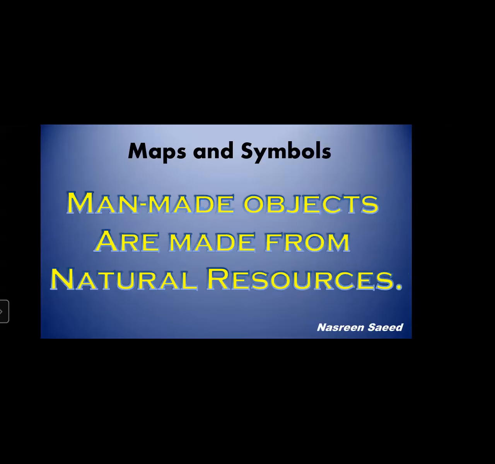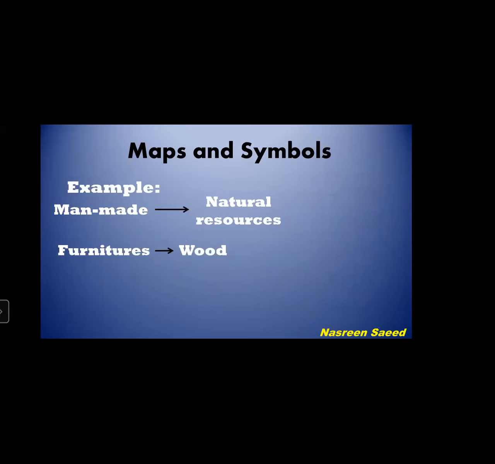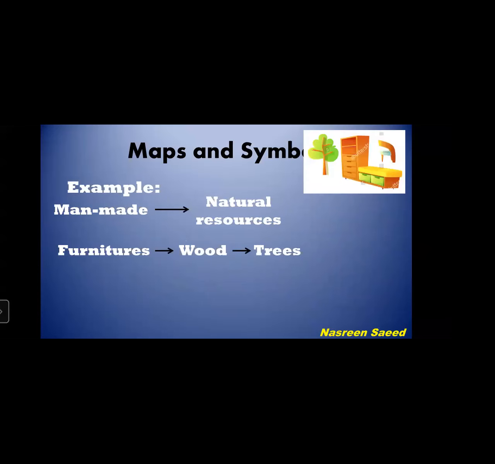Now, we should always remember that man-made objects are made from natural resources. So from where are man-made objects made? They are made from natural resources. I'll explain this to you. For example, man-made things we get from natural resources, like furniture. We get chairs, we have benches. From where do we get this? From the wood. This wood comes from the trees, and trees are natural resources, isn't it? We cannot make trees, but we can make furniture using the wood from the trees.